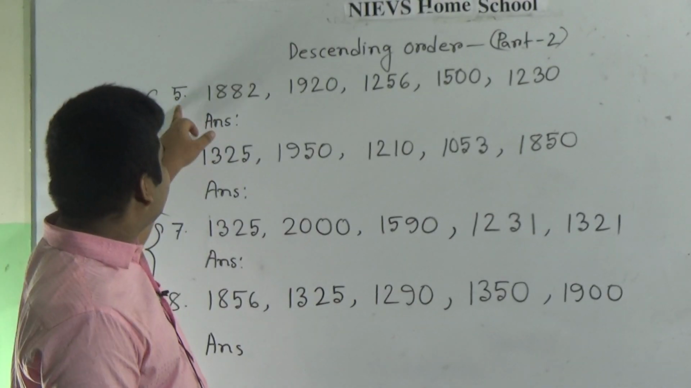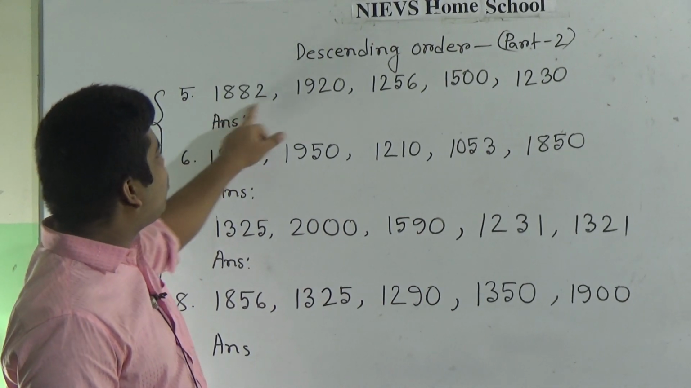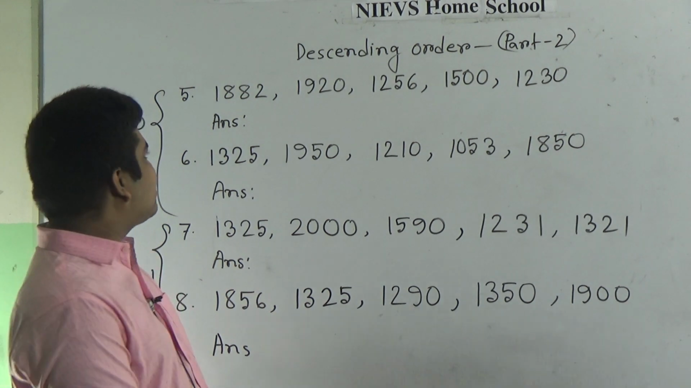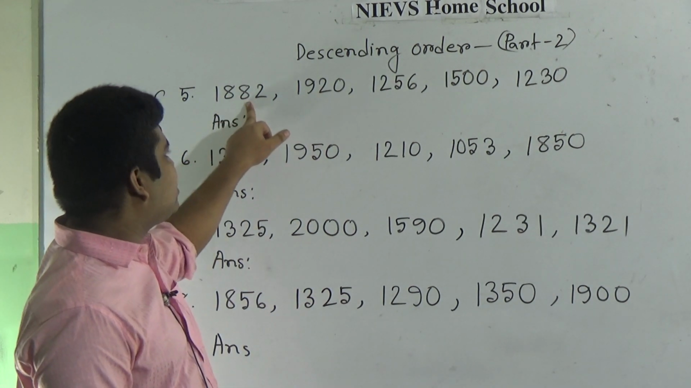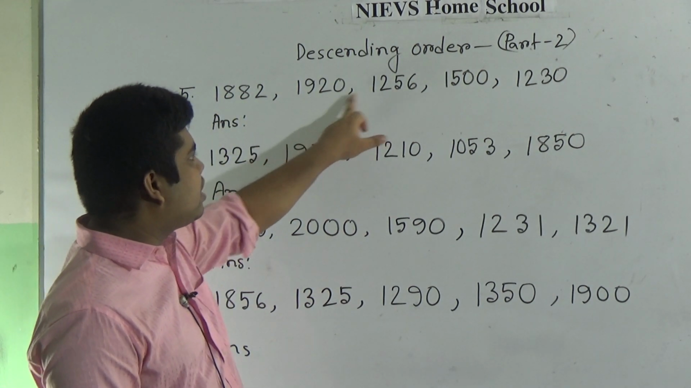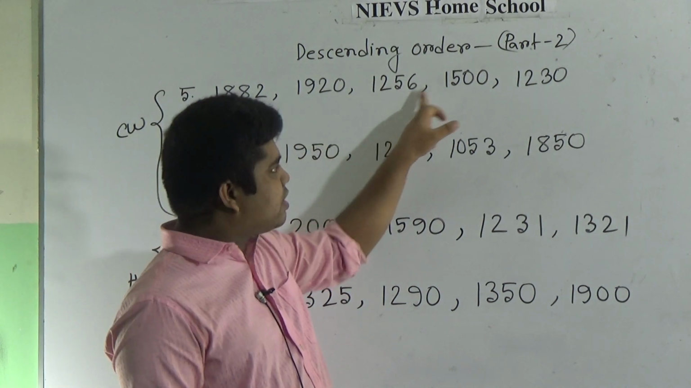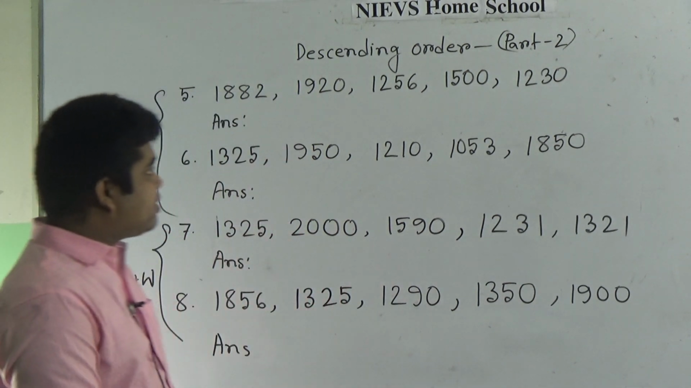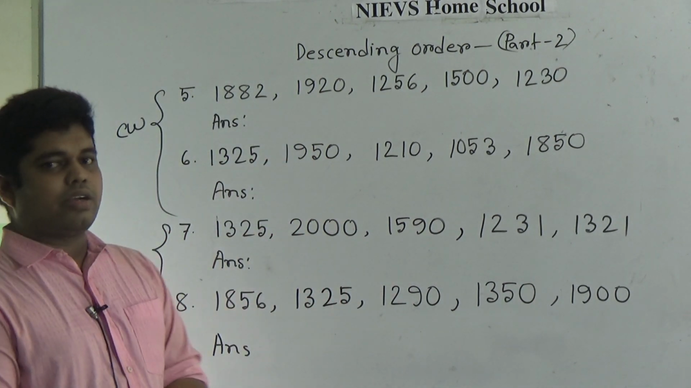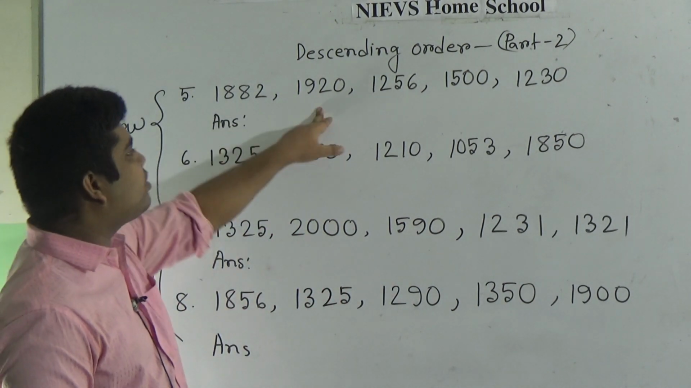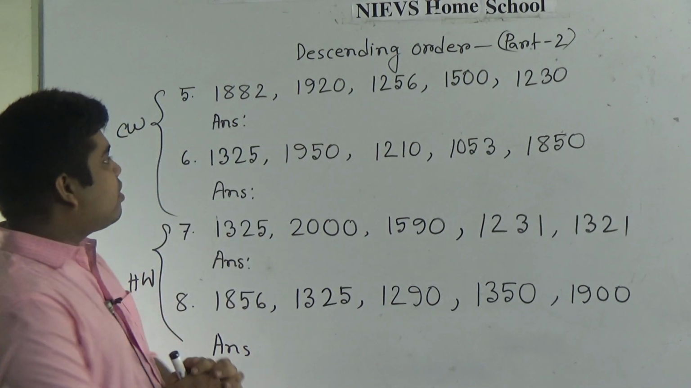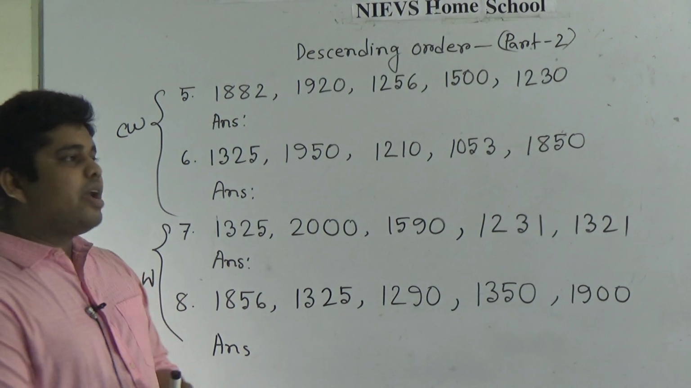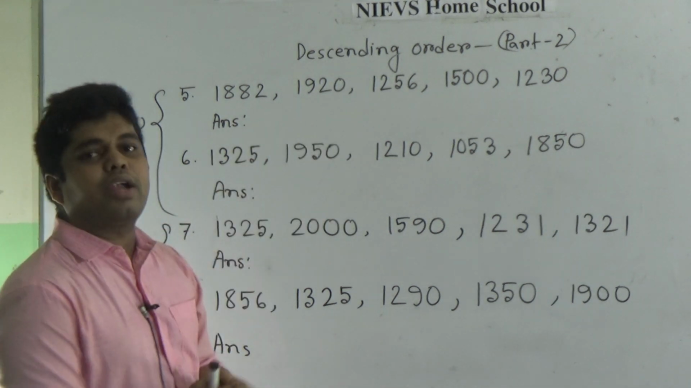So suppose number 5 has 1, 2, 3, 4, 5. So 5 numbers, they are not arranged. That means 1882, 1920, 1256, 1500, 1230. They are not arranged in ascending order or descending order, or they are not arranged in smaller to greater or greater to smaller. So we need to arrange the numbers in descending form. That means we arrange the numbers from greater to smaller form.